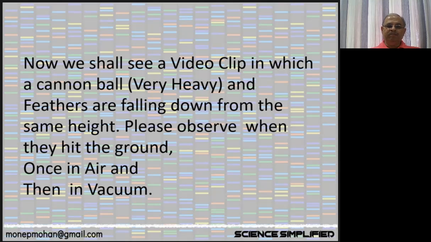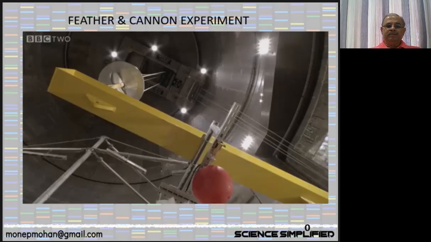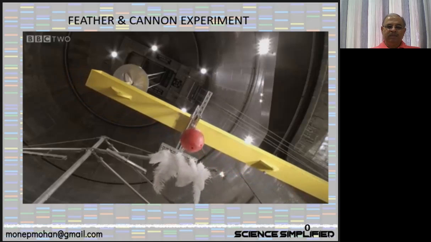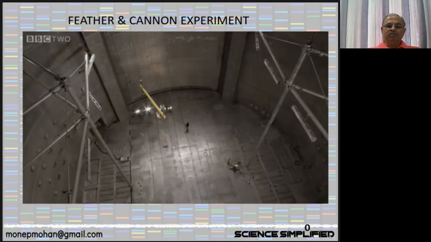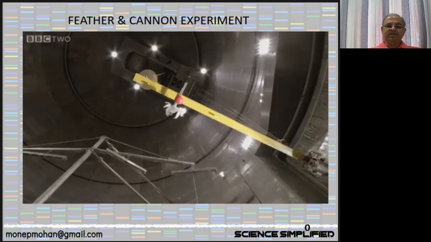Now we shall see a video clip in which a cannonball, which is very heavy, and feathers are falling down from the same height. Please observe when they hit the ground, once in air and then in vacuum. This experiment was done in one of the nuclear reactors which is closed. In this reactor, there is a possibility to create a full vacuum. So first you observe that a heavy cannonball and feathers are released from the same height.